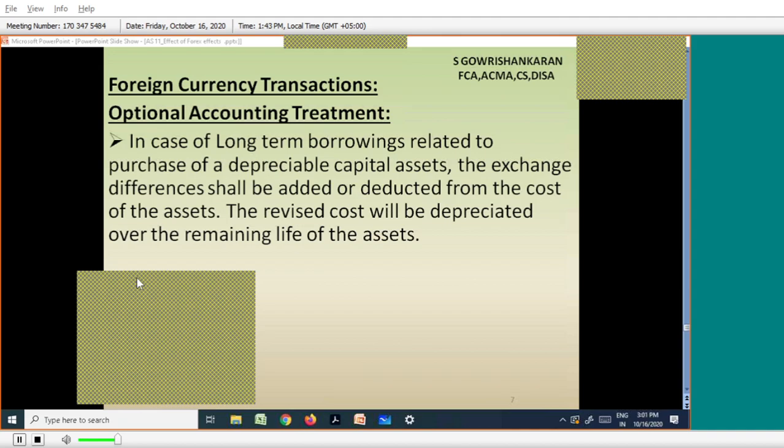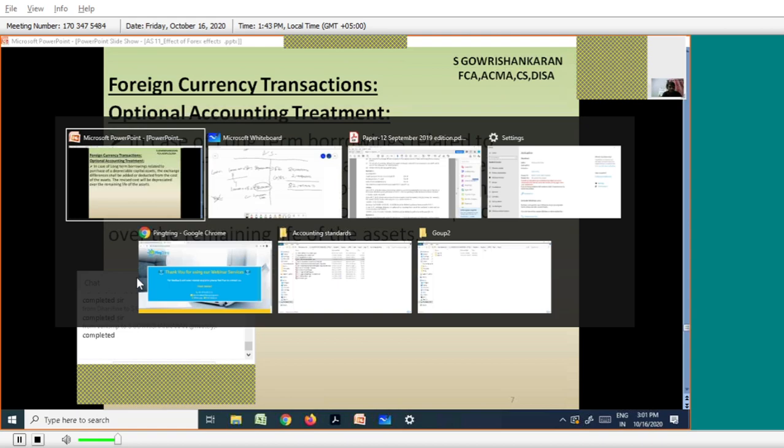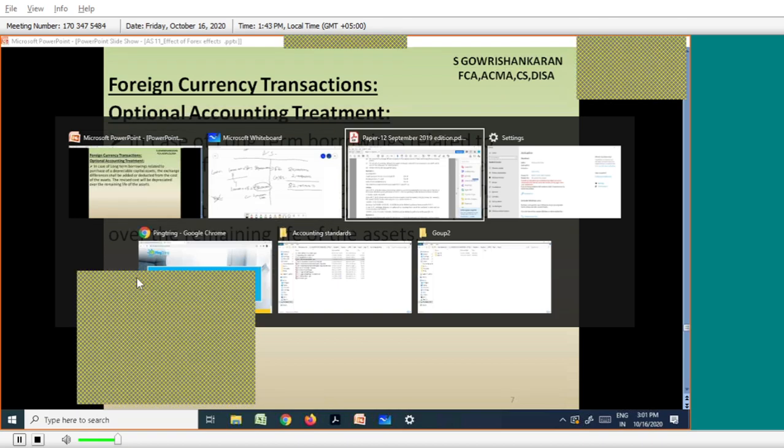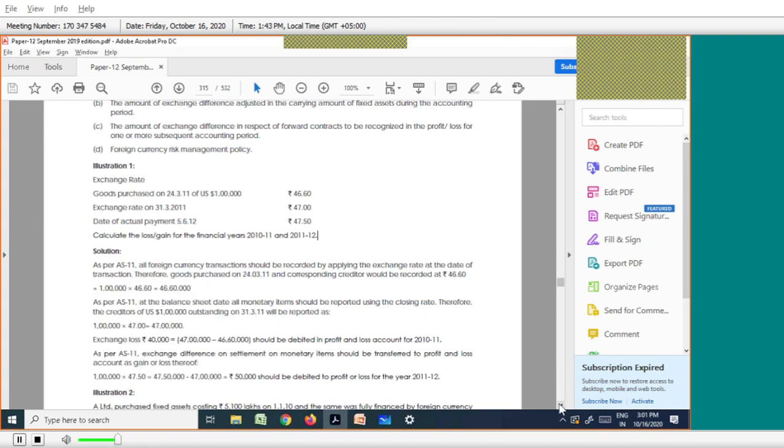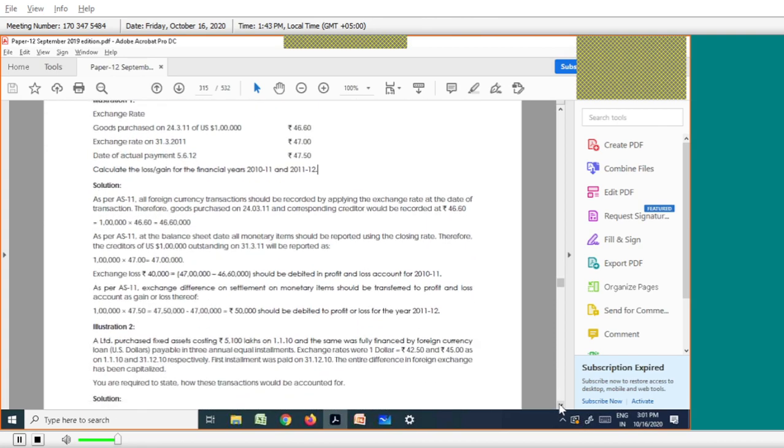So with this understanding, we have to solve the second problem. Just go through the second question, and while going through the answer, you should tell me which method they followed: the first method, that is the existing accounting treatment method, or the optional accounting treatment method. First, you read the question.